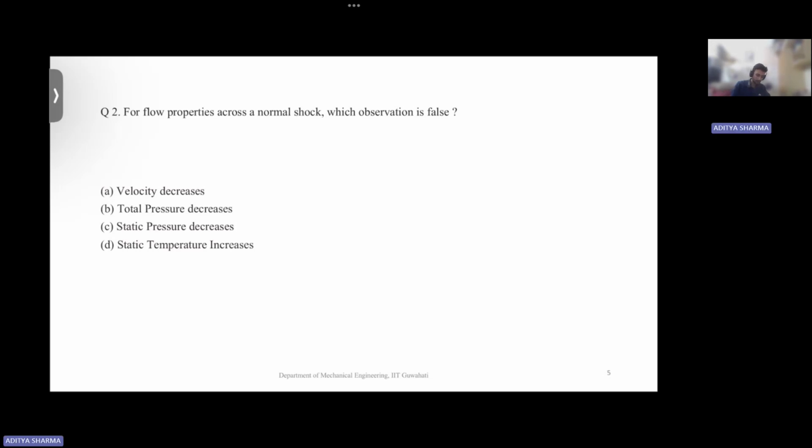So the question says that for flow properties across a normal shock, which observation is false? This is what the question asks. So which observation is false for flow properties across a normal shock? It says that velocity decreases, the total pressure decreases, static pressure decreases, static temperature increases.